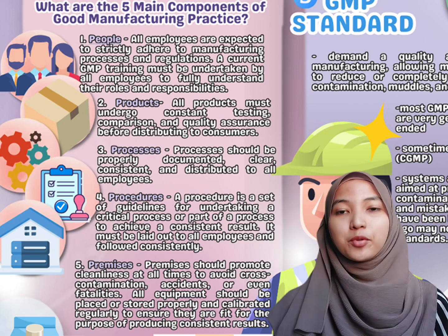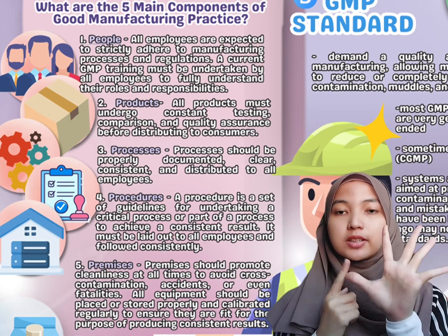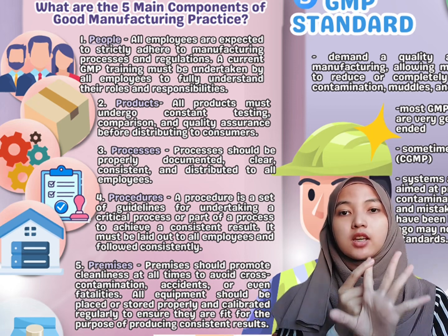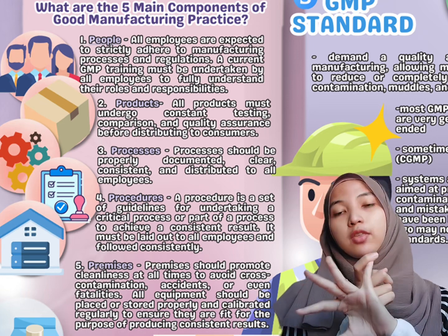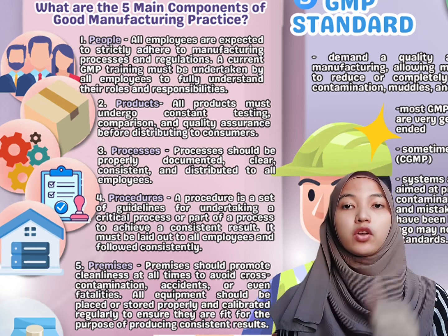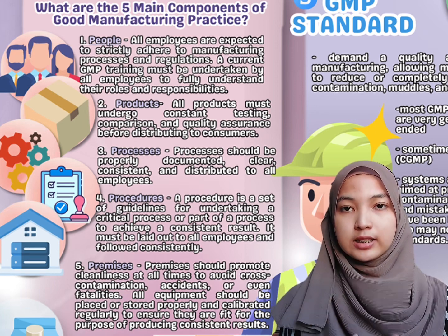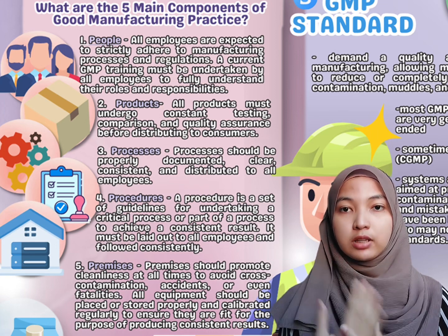Hello everyone. Now I'm going to explain the 5 main components of Good Manufacturing Practice. There are 5 P's that we need to remember in GMP: the first P is people, the second P is products, the third P is processes, the fourth P is procedure, and lastly the fifth P is premises. We move on to the first P, which is people. All employees need to follow regulations during the processes, and all employees need to take GMP training so that they can understand their responsibilities and roles well.